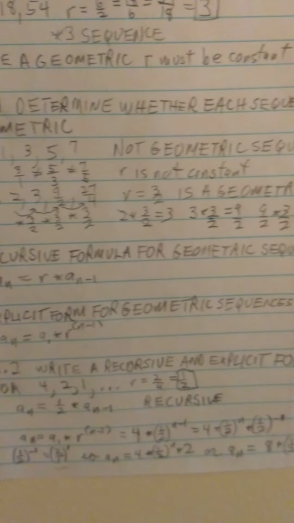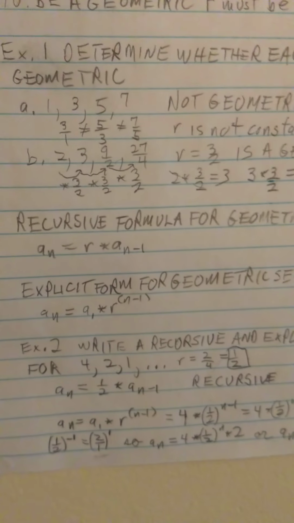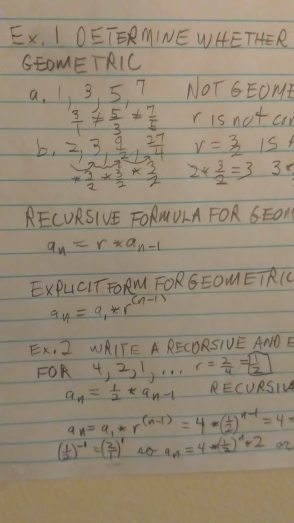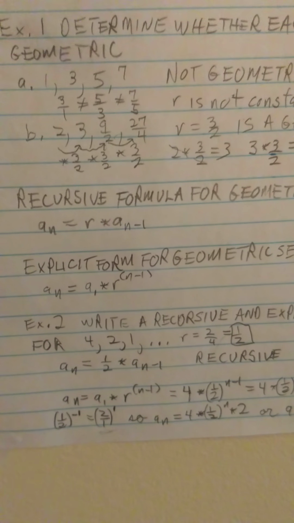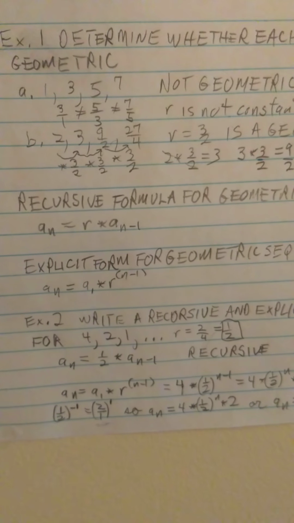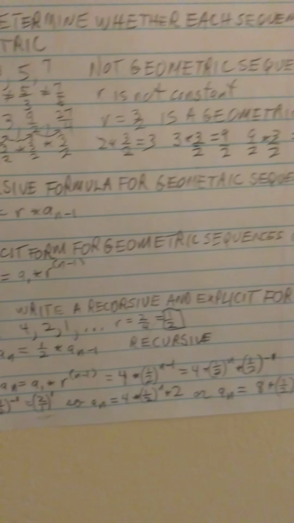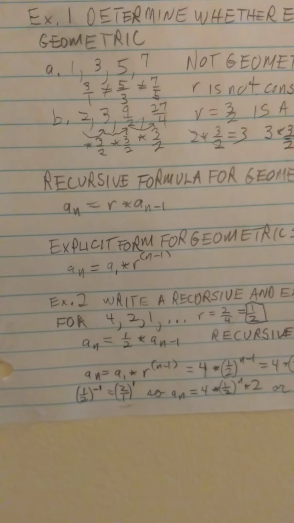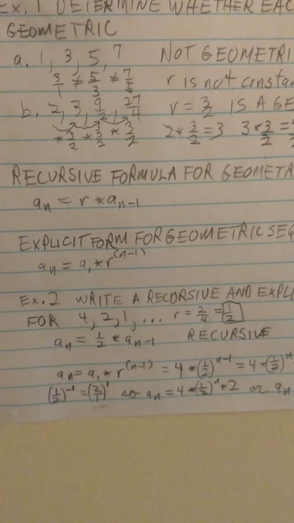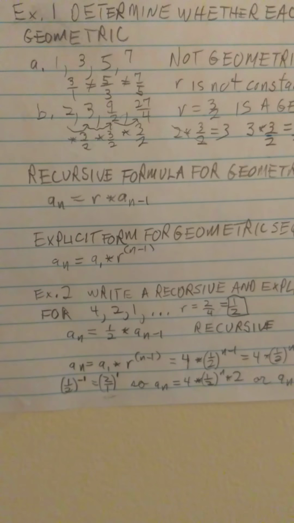Now, example 1, it says determine whether each sequence is geometric. Now here, when we look at 1, 3, 5, 7, that doesn't look very good because the second over the first is 3 over 1, the third over the second is 5 over 3, and already we know it's not constant, so it's clearly not geometric. But now 2, 3, 9 halves, 27 fourths is geometric, but it's a little hard to see that.